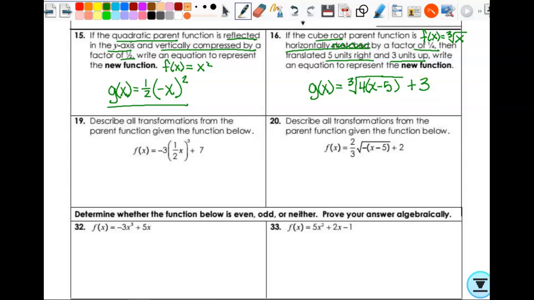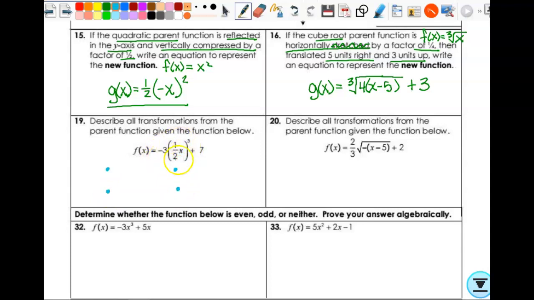All right. Number 19. Describe all the transformations from the parent function given the function below. So let me figure out how many I have. I have this negative, and I have this 3, and I have this 1/2, and I have this 7. So I have 4. I'm going to list 4 of them. So I'm going to put 4 little bullet points here. So I'm going to start with this negative.